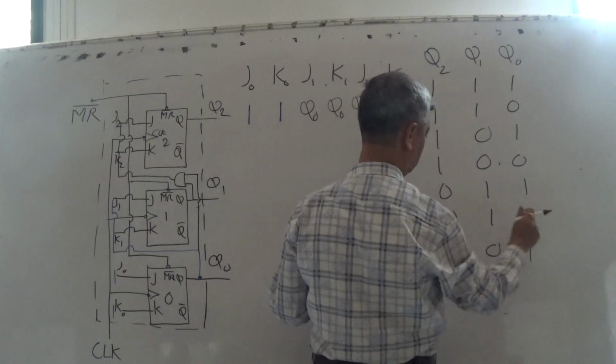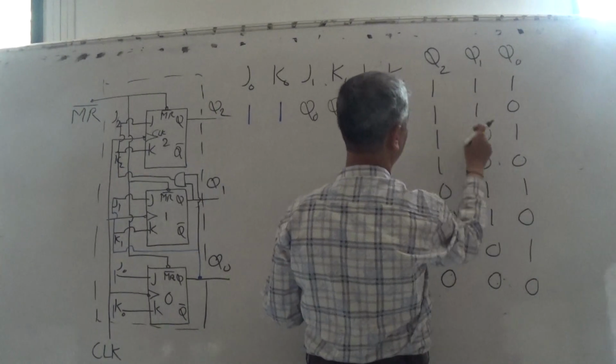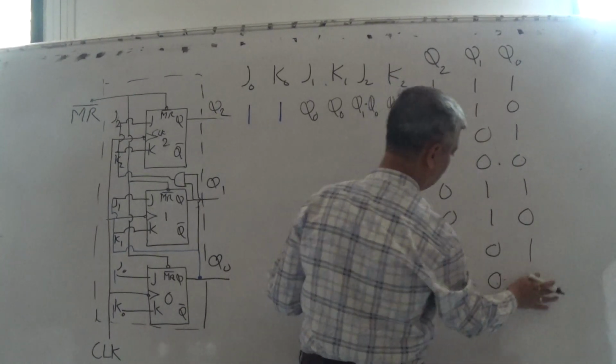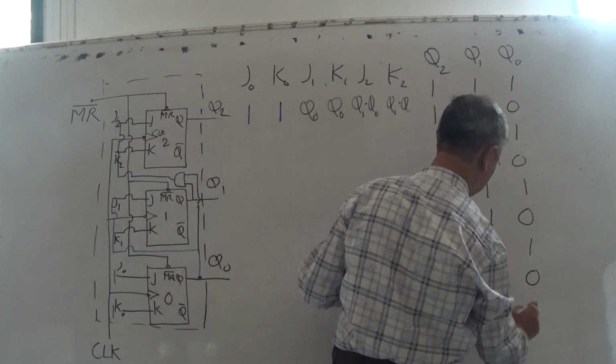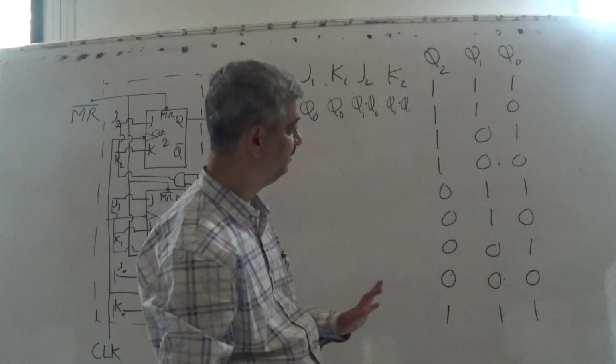0 1 1, 0 1 0, 0 0 1, and then 0 0 0. So 1 2 3 4 5 6 7 8, and after that it goes back to 1 1 1. This is a down counter.